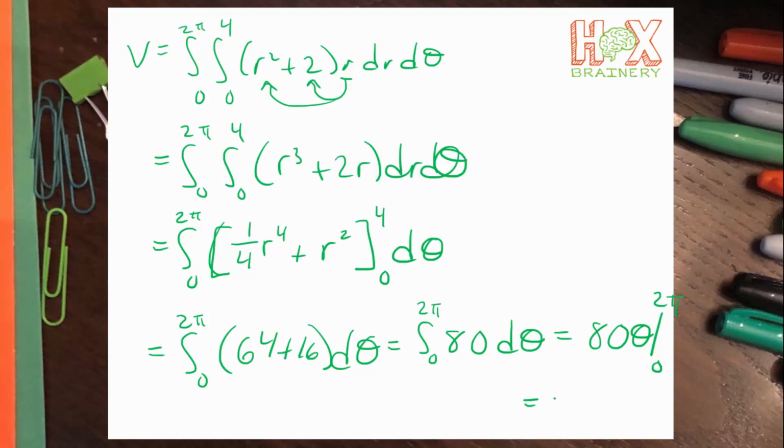Plug in the upper limit. 80 times 2 pi is 160 pi. That's your answer. Plug in 0, you just get 0. So your answer, that volume, is 160 pi. And that's it. That's all you have to do for this problem.